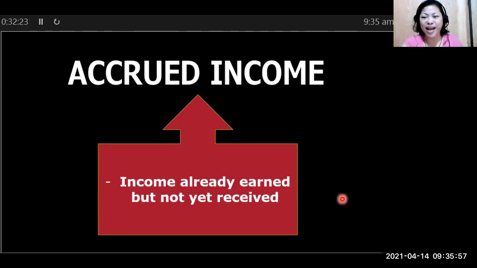What is accrued income? Earlier, there was unearned and deferred income. Now, we also have what we call accrued income. What is accrued income? This is an income already earned but not yet received.